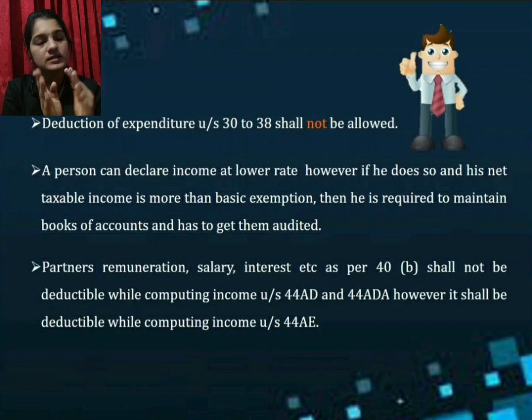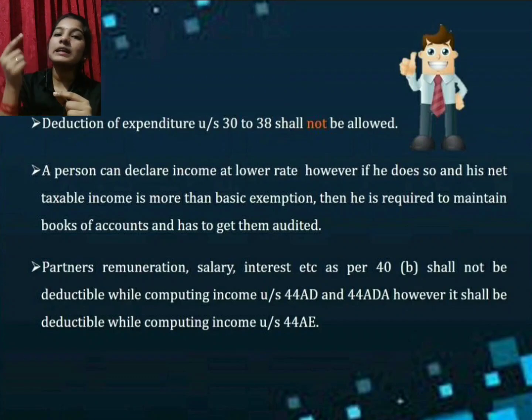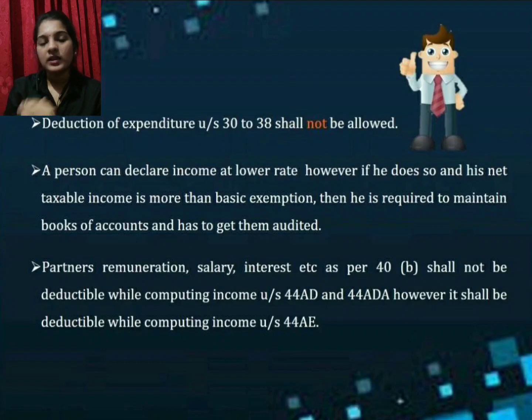We know as per section 44AD, the income will be 6% or 8% of the turnover as the case may be. And as per 44ADA, the income will be 50% of the gross receipts. But if the assessee wants to declare income at a lower rate, then he has the right, he is eligible, he can do so. But if he does so, then he is compulsorily required to maintain books of accounts and get it audited.